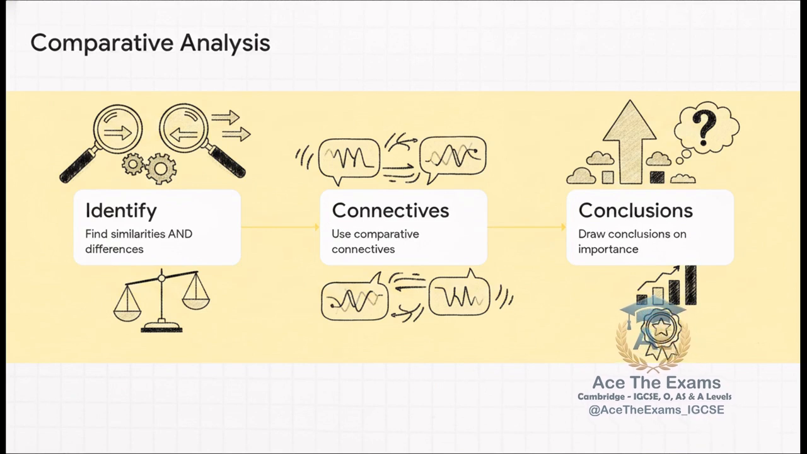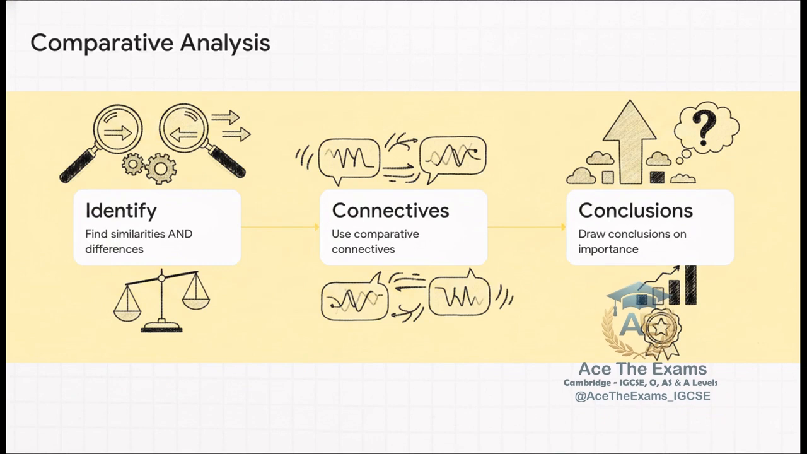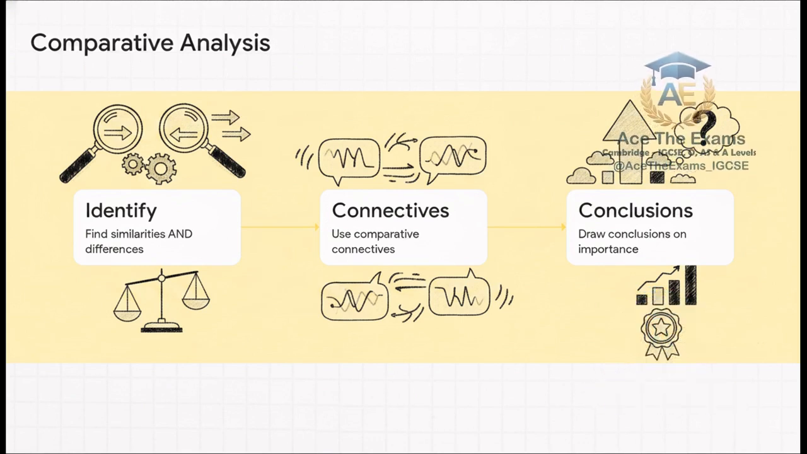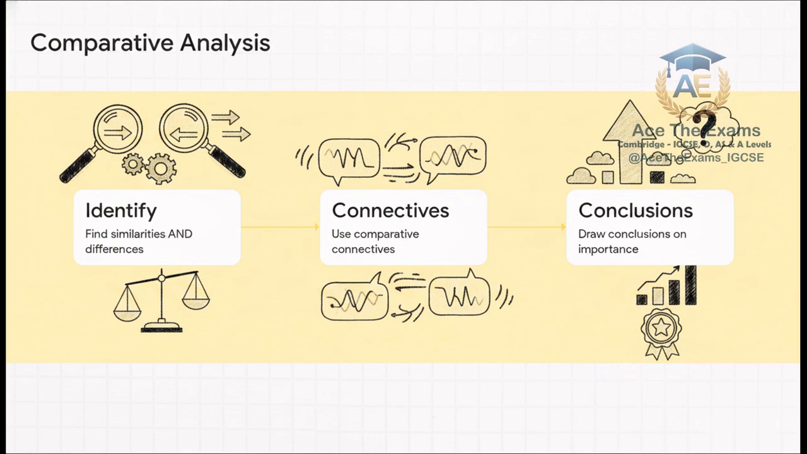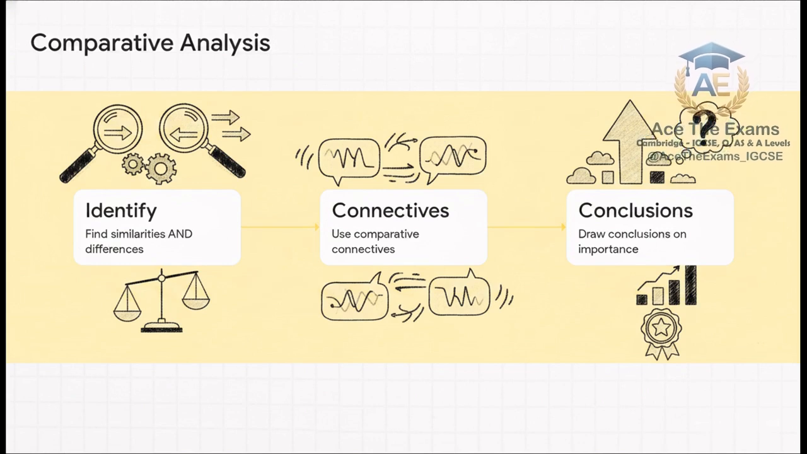Step 1. Identify both similarities and differences. So many students only list differences and immediately cap their maximum potential marks. Step 2. Use comparative connectives. Words like whereas, conversely, or similarly act as massive, glowing signposts for the examiner, explicitly showing that you are actively comparing, not just making two isolated lists. Finally, step 3. Draw conclusions on their relative importance.